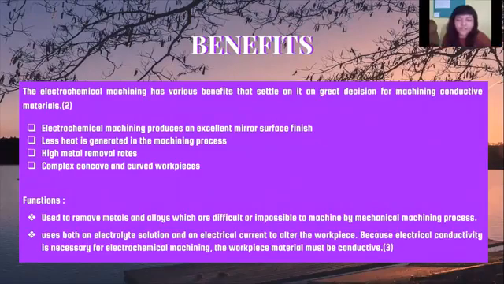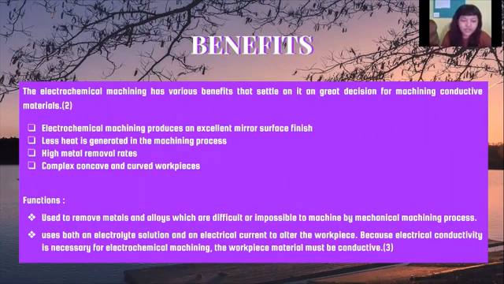The next part is benefits. As we know, electrochemical machining has various benefits that make it a great choice for machining conductive material. The first benefit is that electrochemical machining produces an excellent mirror surface finish. Why? Because no residual stress is produced. The second is less heat is generated in this machining process. Why? Because there is no contact between tool and workpiece.